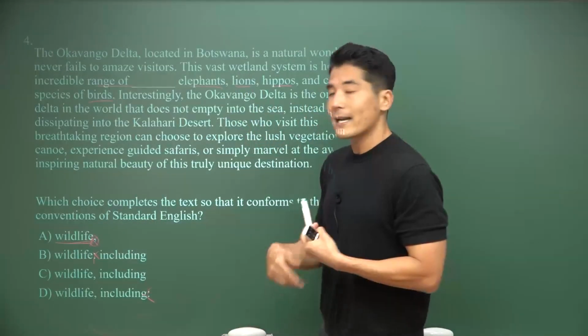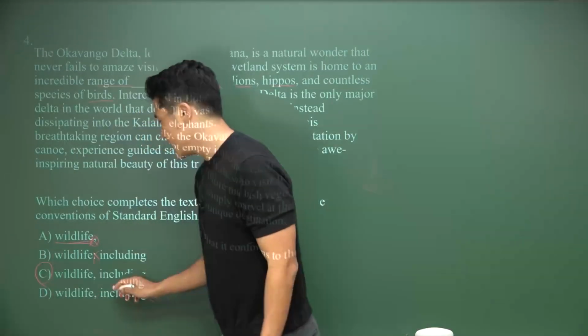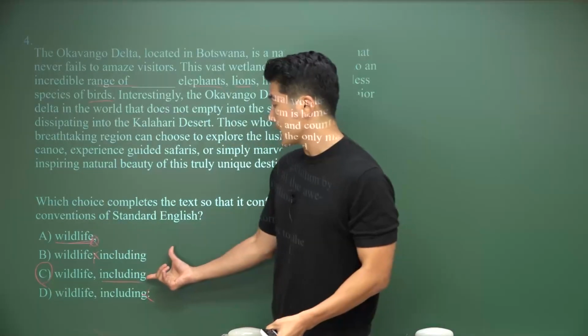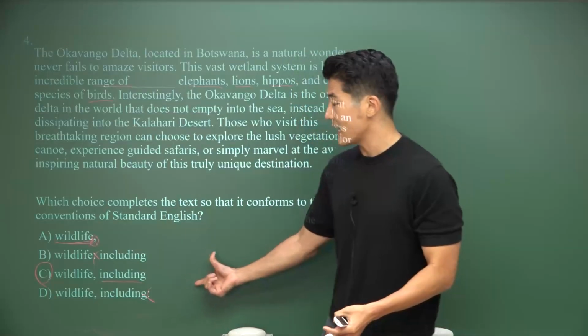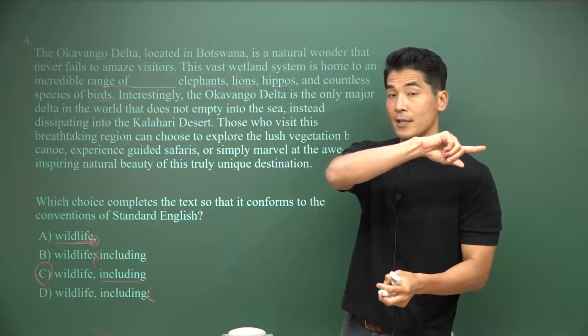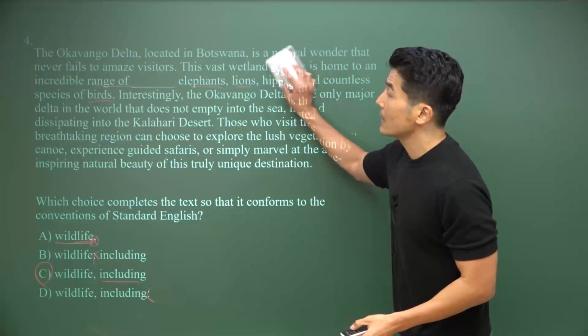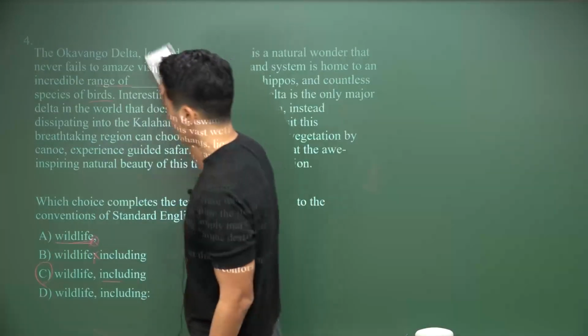So the way to grammatically write this out would be to use that word including, right? Because now including introduces specific examples of that general thing that you mentioned right before, right? So this is going to be why C here is going to be the correct answer for this question, okay?